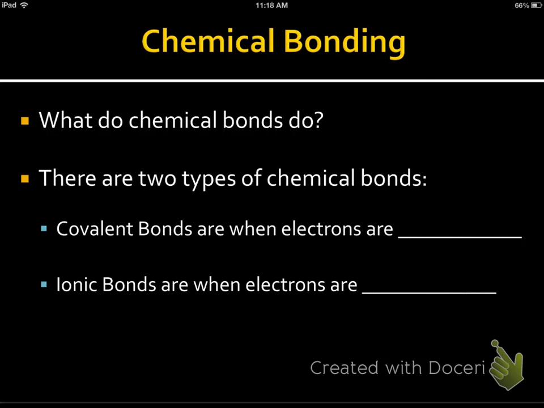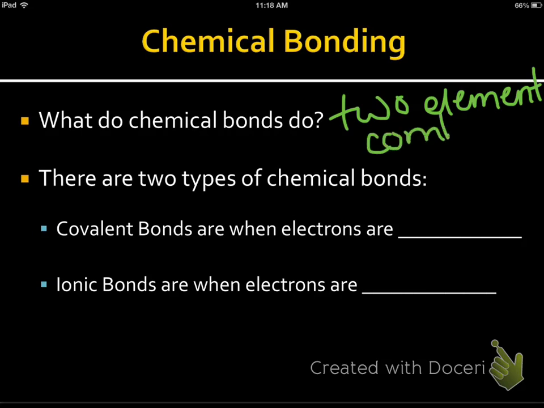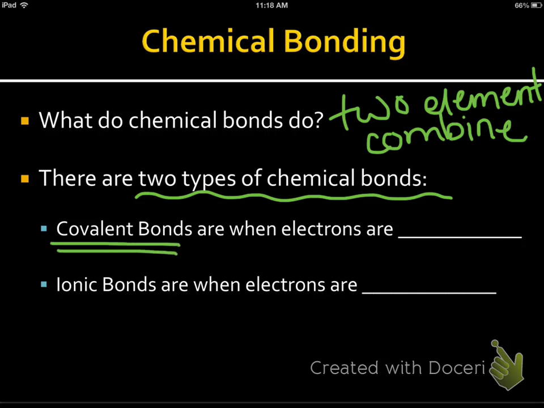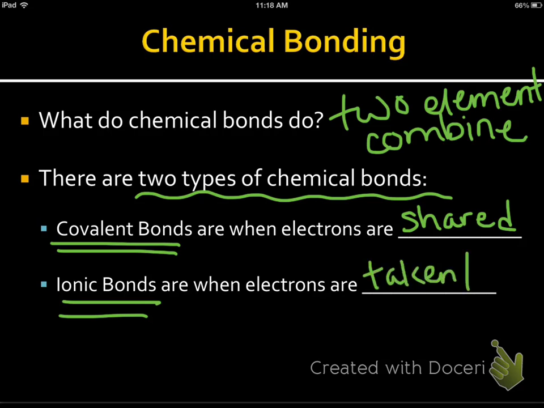So chemical bonding. So what do chemical bonds do? What they do is it's a way for two elements to combine. It's a very simplistic definition, but for this class, that's all you really need to know. So there are two total types of chemical bonds that we will discuss in here. So first we have covalent bonds, which are when electrons are shared. Our other type then is ionic bonds, when electrons are either taken or given.